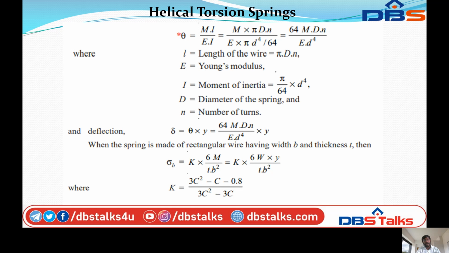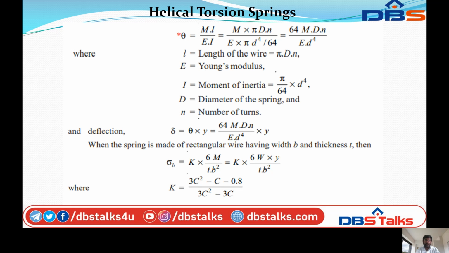Theta is equal to ML by EI, that is equal to M into pi into D into n by E into pi d power 4 by 64, that is equal to 64 into M into capital D into small n by E into d power 4, where L is the length of the wire, pi into D n, E is Young's modulus, I is the moment of inertia, pi by 64 into d power 4, capital D is the diameter of the spring, and n is the number of turns. And deflection delta is equal to theta into y, that is equal to 64 into M into D into n by E into d power 4 into Y.